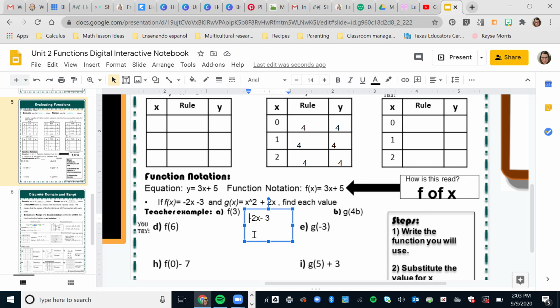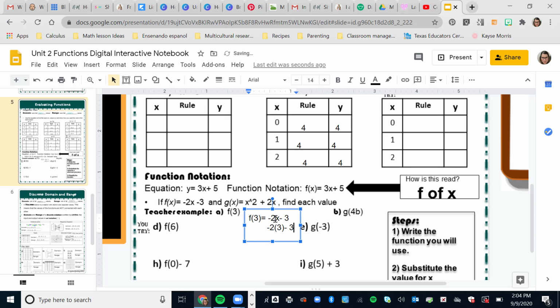It really will look like this. F of 3 equals negative 2x minus 3. So this tells me that I'm going to solve or simplify this when my input is 3. So we do the same thing that we just did for the table, but now we're using it for function notation. So I'm just going to scoot this over. Negative 2, I'm going to put parentheses around where my x is, and I'm going to substitute the value of 3, minus 3. Okay?